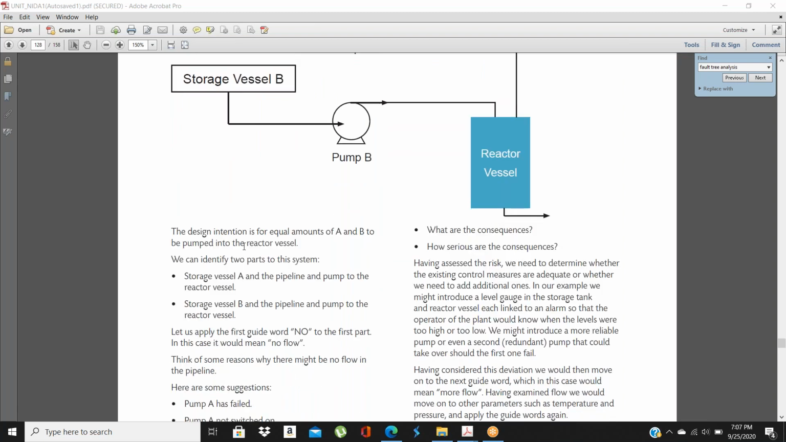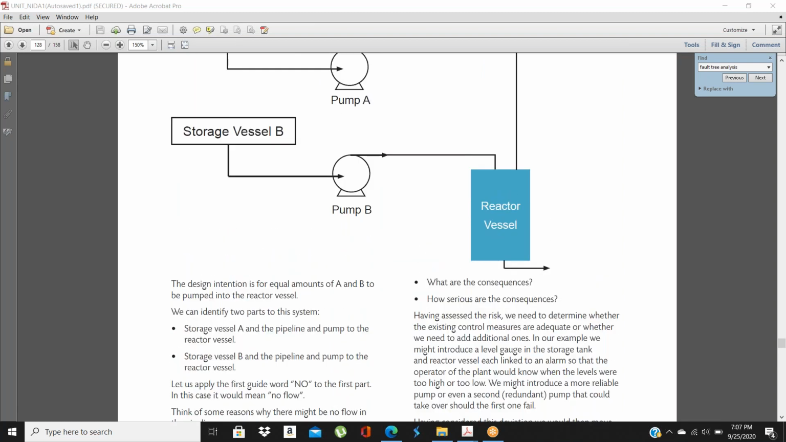Okay, design intention. What will be the intention? Design intentions are those for which the system is designed. If the system is not functioning properly according to the design parameters, we will call it a deviation from the intention. Simply, deviation.